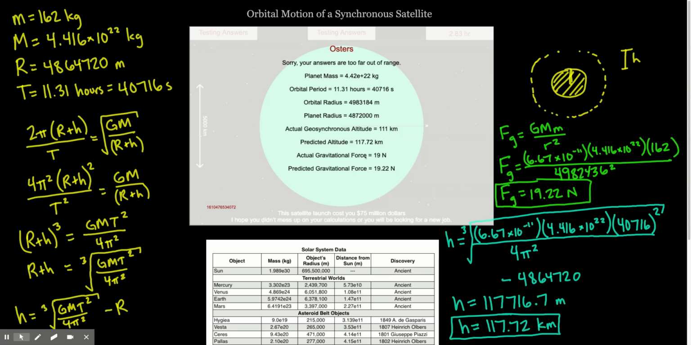It's too bad I was just outside of range. If yours ends up like this and you are really, really close and you can show your work, feel free to take a screenshot and show me your work, and I'll be happy to accept it. I realize this is a little bit tricky with all the scientific notation if you're off by even a small amount. So hopefully that's helpful.